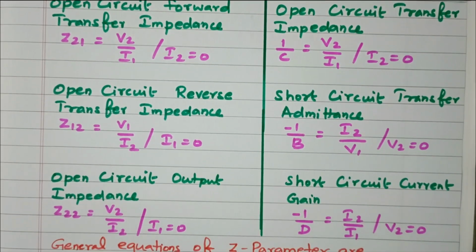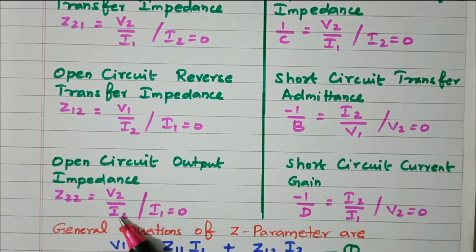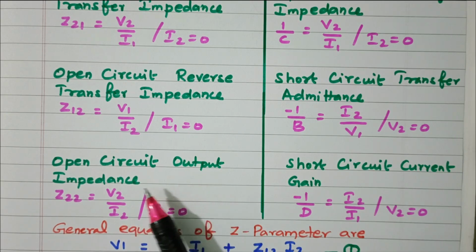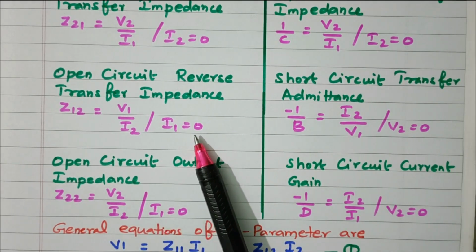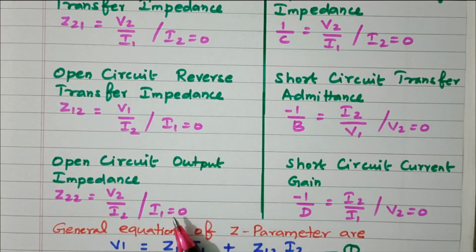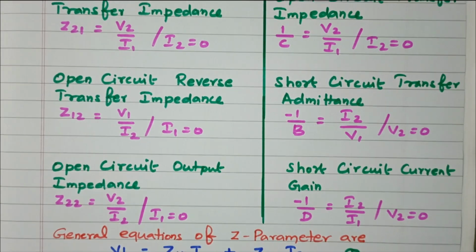The last one is Z22, V2 by I2. It is impedance, and both refer to output port 2, V2 as well as I2. Current and voltage are both at the output port. So it is the output impedance, open circuit output impedance with I1 equal to 0. The input port is open circuited. For the first two parameters, the output port is open circuited. For the remaining two parameters, the input port is open circuited. Now we'll see the ABCD parameters.